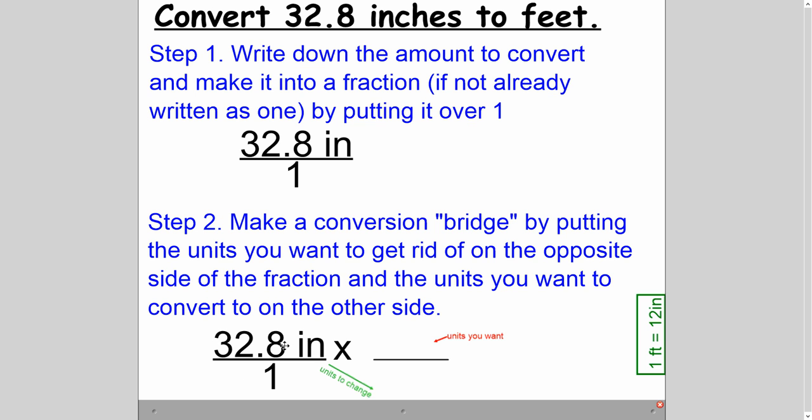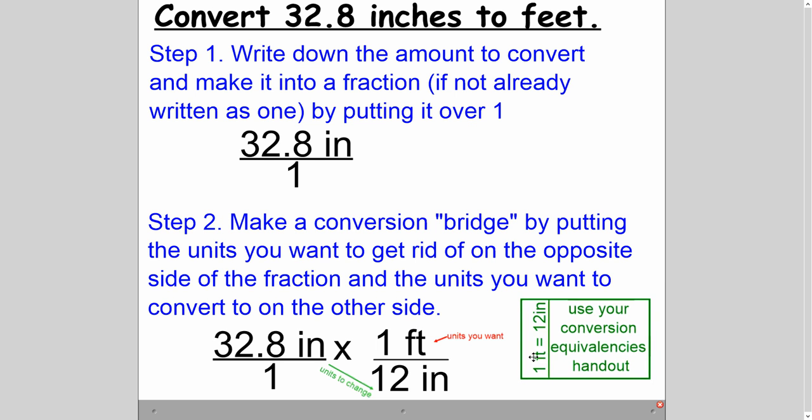So here's your fraction right here, 32.8 inches. We want to get rid of the inches, so the opposite side would be the denominator so we can cross them out. So we're going to put them down here. The ones we want to change are going to go down here so that the inches can cross out. Then the units we want to get are on the top. So the ones we want to go to are going to be on the top.